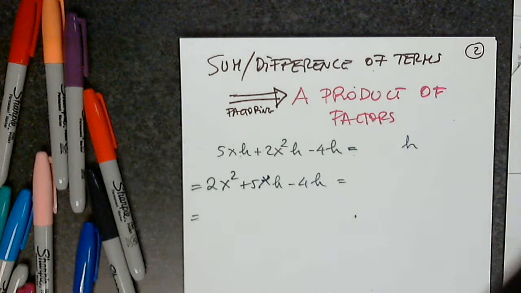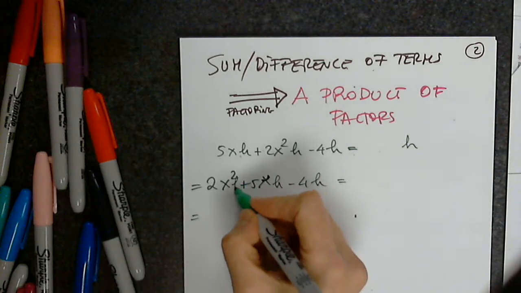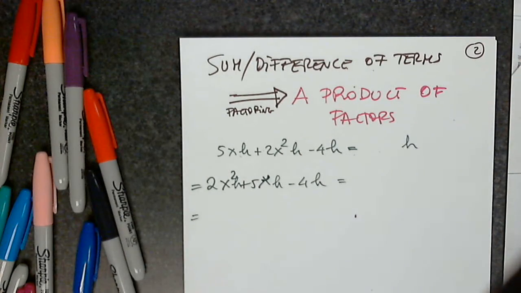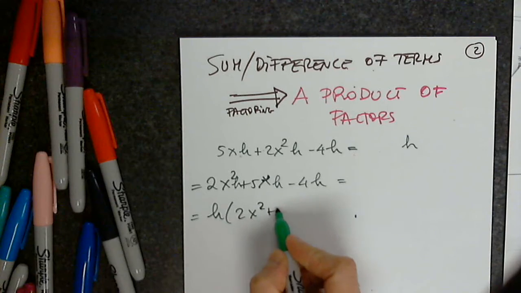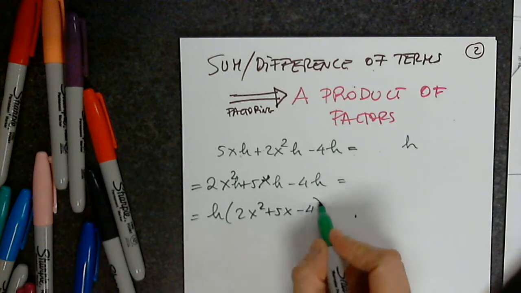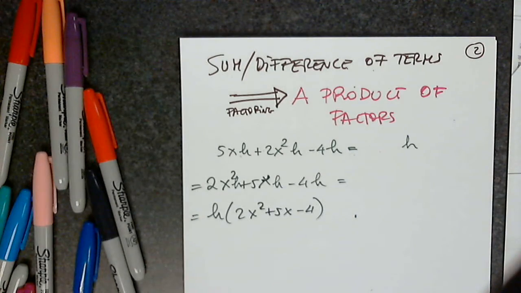So remember my first question was, what is it? My second question, is it in descending order? My third question, is there a greatest common factor anywhere? Yes. So then I have h times 2x squared plus 5x minus 4. So that's my third step, the greatest common factor.